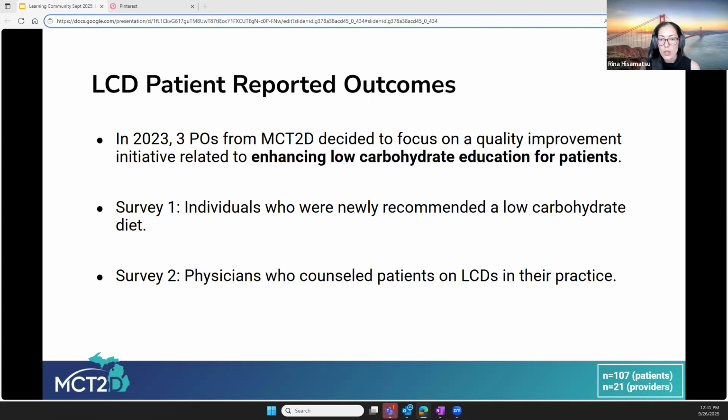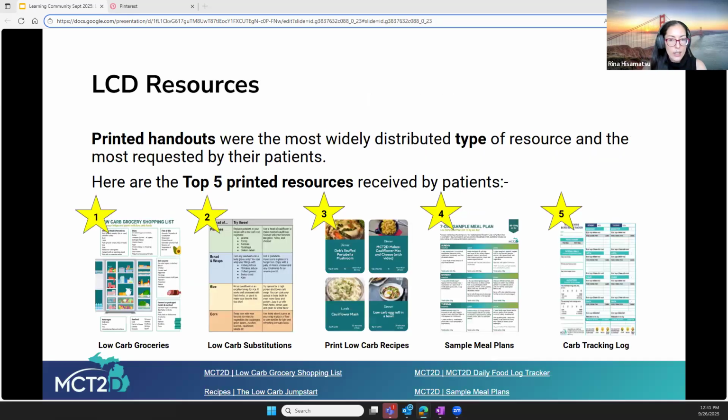And at the same time, we also had providers in the practices complete a brief survey about their perceptions of patient challenges related to low carb eating and the tools and resources that they commonly use in practice. So some of the highlights I wanted to share here.